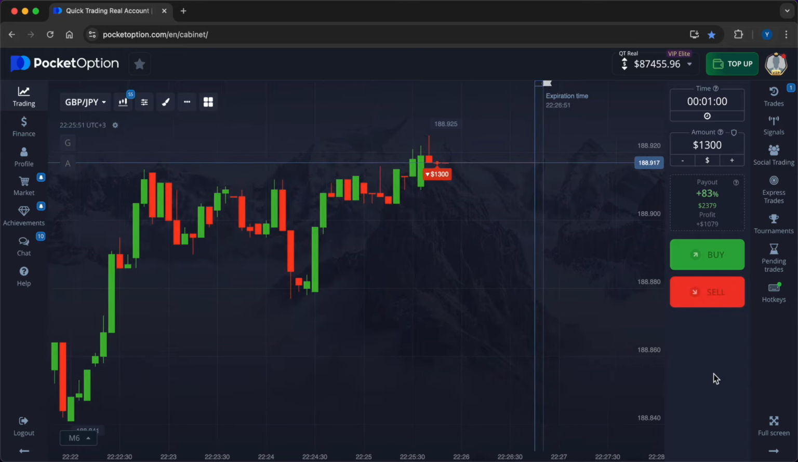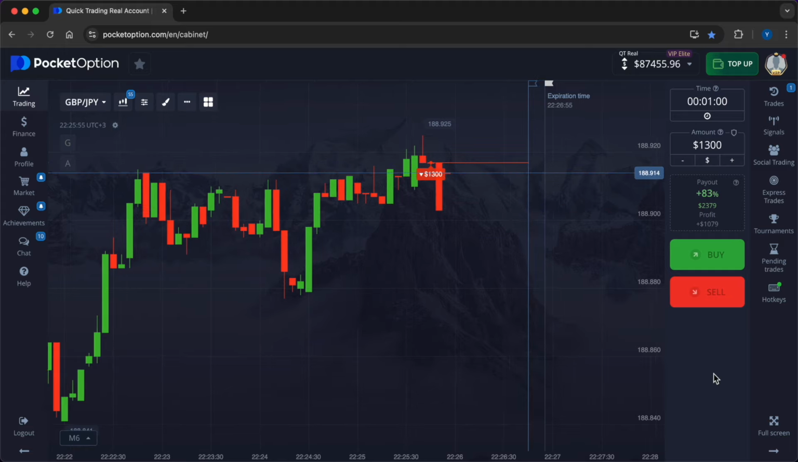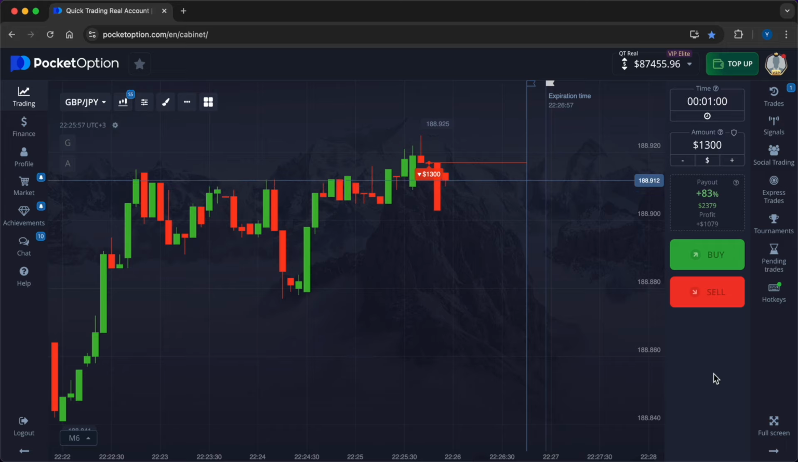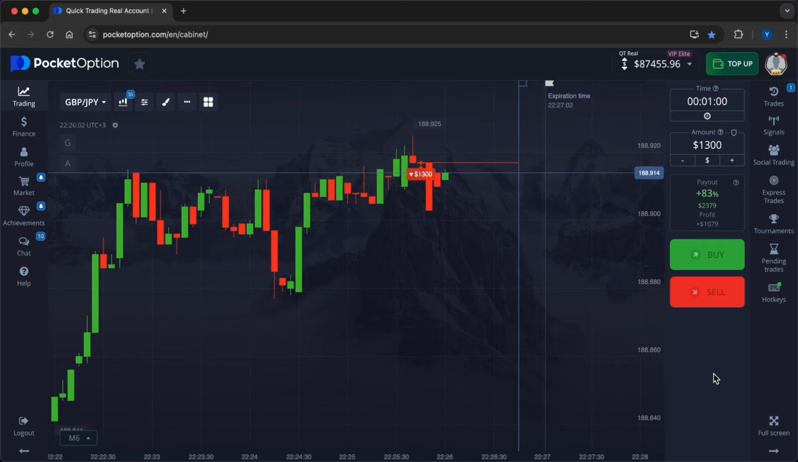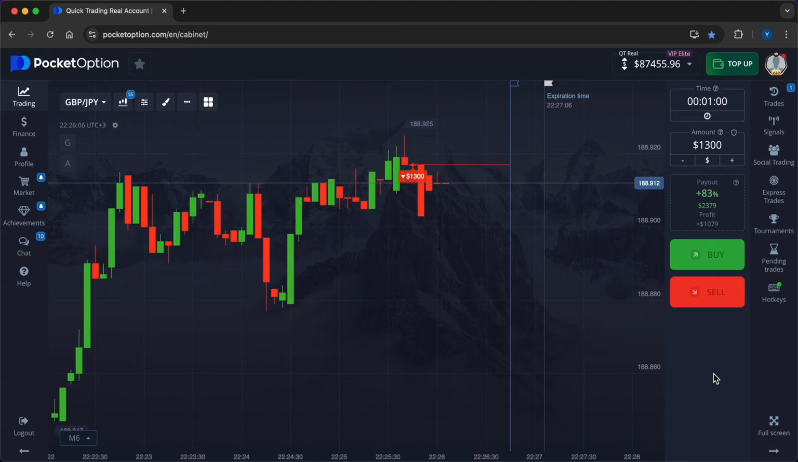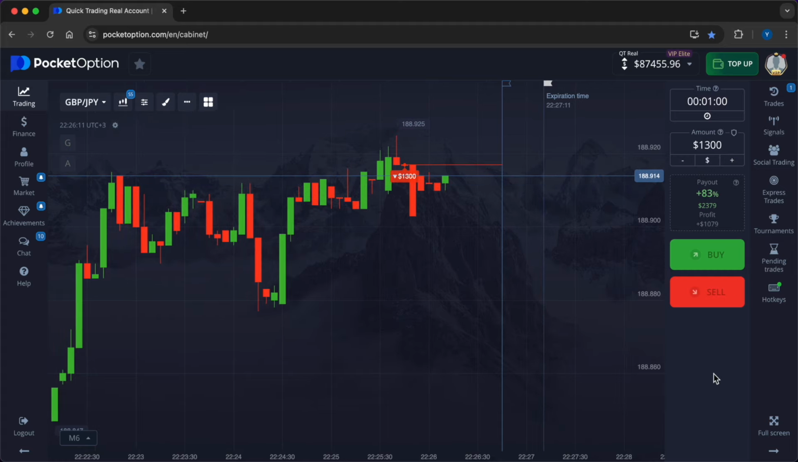Betting on price movement regardless of direction. The straddle strategy is particularly useful in times of high volatility because it does not require predicting the direction of the market move. Instead, it profits from the magnitude of the movement. In this strategy, a trader simultaneously buys both a call and a put option on the same asset, in this case, a currency pair with the same expiration time.